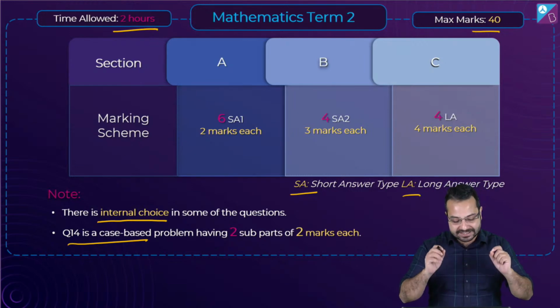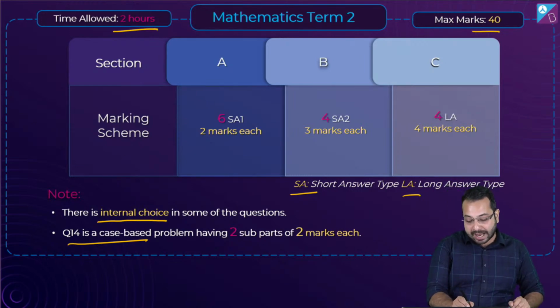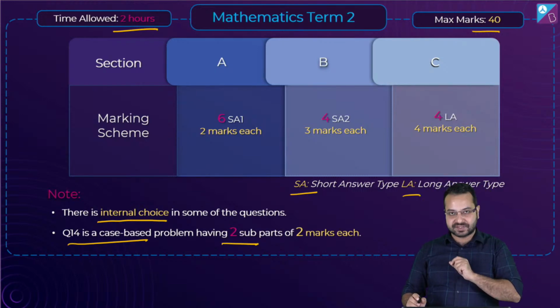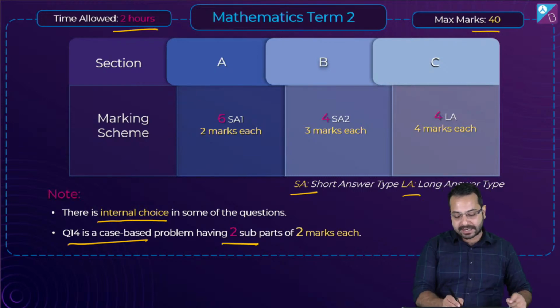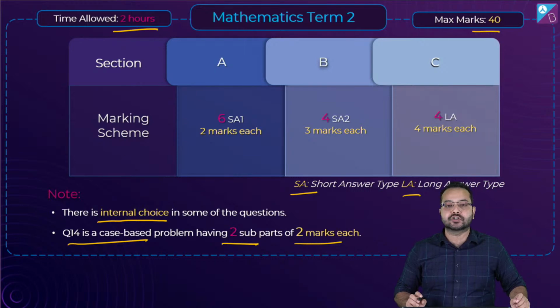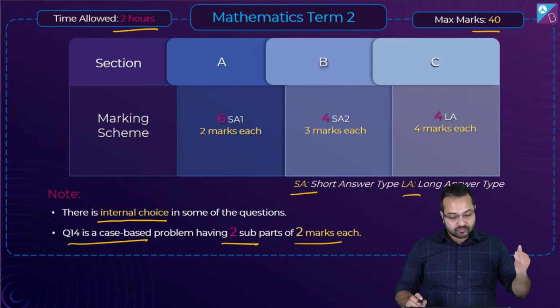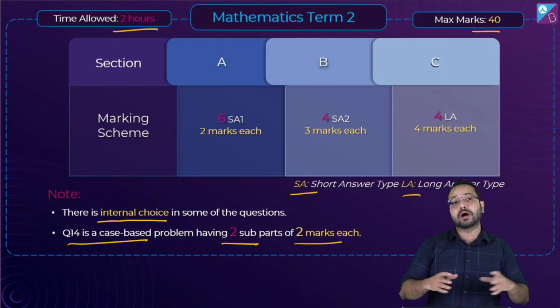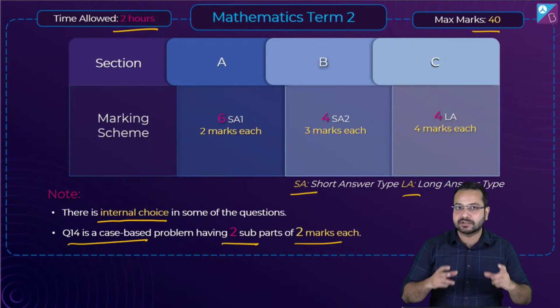It is going to be case-based. Okay, so as per the sample paper we have seen, there are going to be 2 subparts and they are going to carry 2 marks each. Is that correct? So this is what we have to know about the term 1 and term 2 pattern for mathematics.